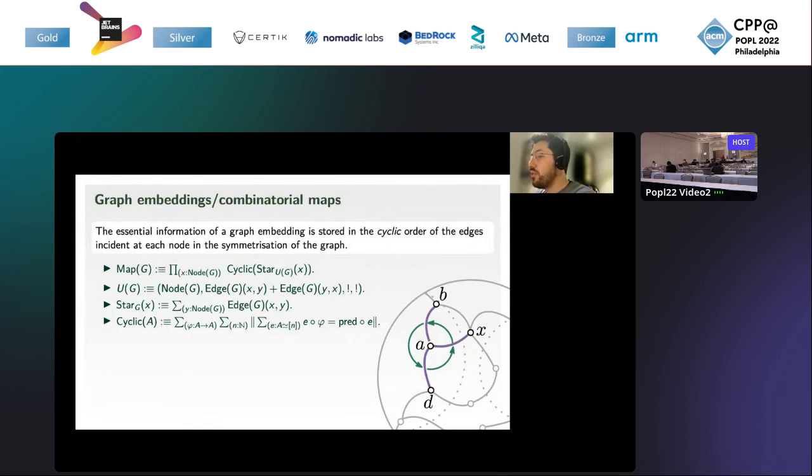In traditional topological graph theory, one works with undirected graphs, but here I said that we have directed multigraphs. Instead, we are going to keep the cyclic order of the edges incident at each node in the symmetrization of the graph. The symmetrization of the graph is a construction similar to considering the half edges for an undirected graph. As in the picture, you can see that what one is interested in is all this information about the cyclic order of the purple edges. The collection of these purple edges is also called the star of the graph.